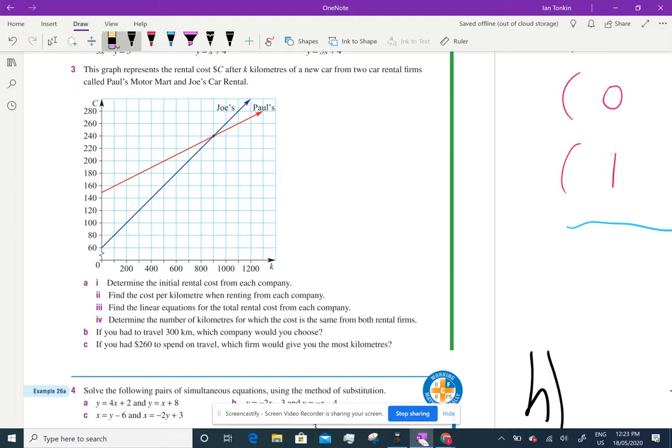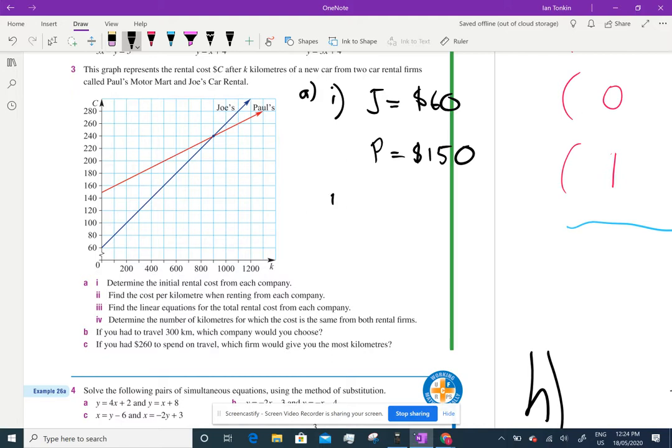So, okay, let's start with Joe. Here's A, number 1. Well, Joe's initial starter is $60. So if you rent a car from Joe, you pay $60 before you even go anywhere. But Paul, he's even more. He's halfway between 140 and 160, so I'm going to say his startup cost is 150.